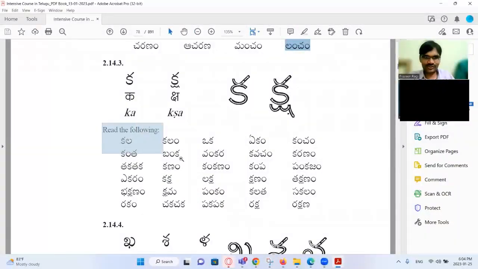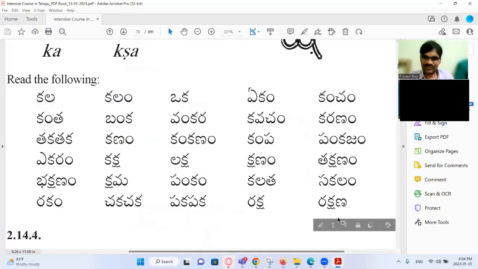Yes, you can continue reading these words, then I will give you the meanings for the commonly used words. Okay, so can you read?